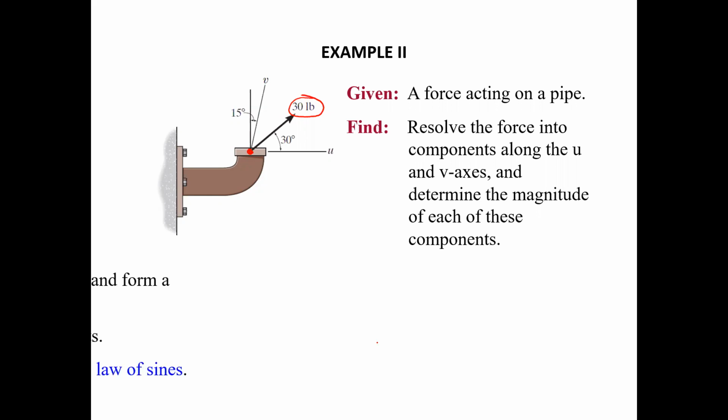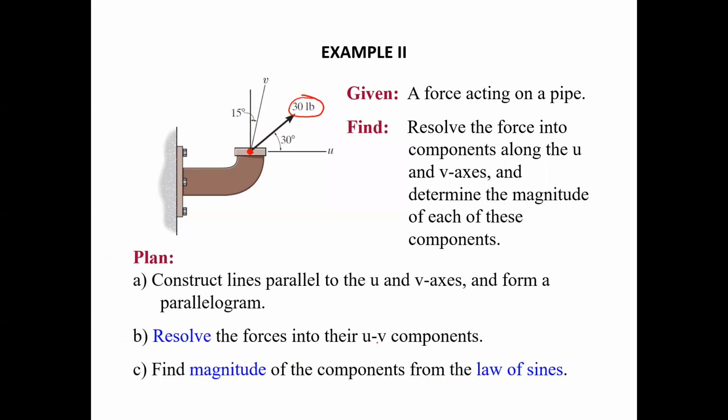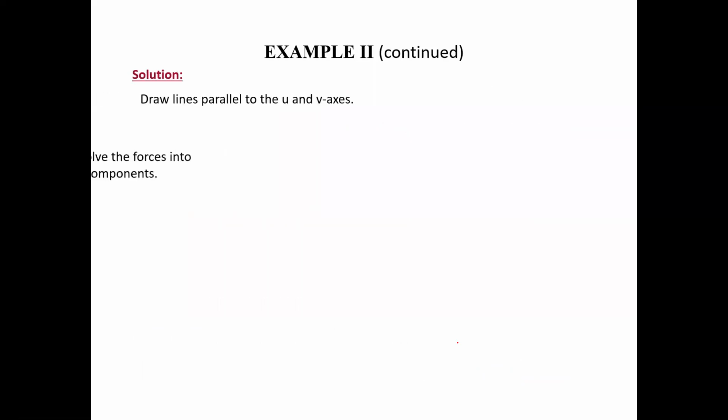Okay, so we already saw during the lecture how we do this, right? So let's see what are the steps. Construct lines parallel to the u and v axis and form a parallelogram, right? We saw earlier during the lecture how we do that, right? Then next step, resolve the forces into their u and v components, okay? Then find the magnitude of the components from the law of sines, right? So we can use geometry, trigonometry to make use of the laws and find the unknowns. Okay. All right. So let's see how we do that.